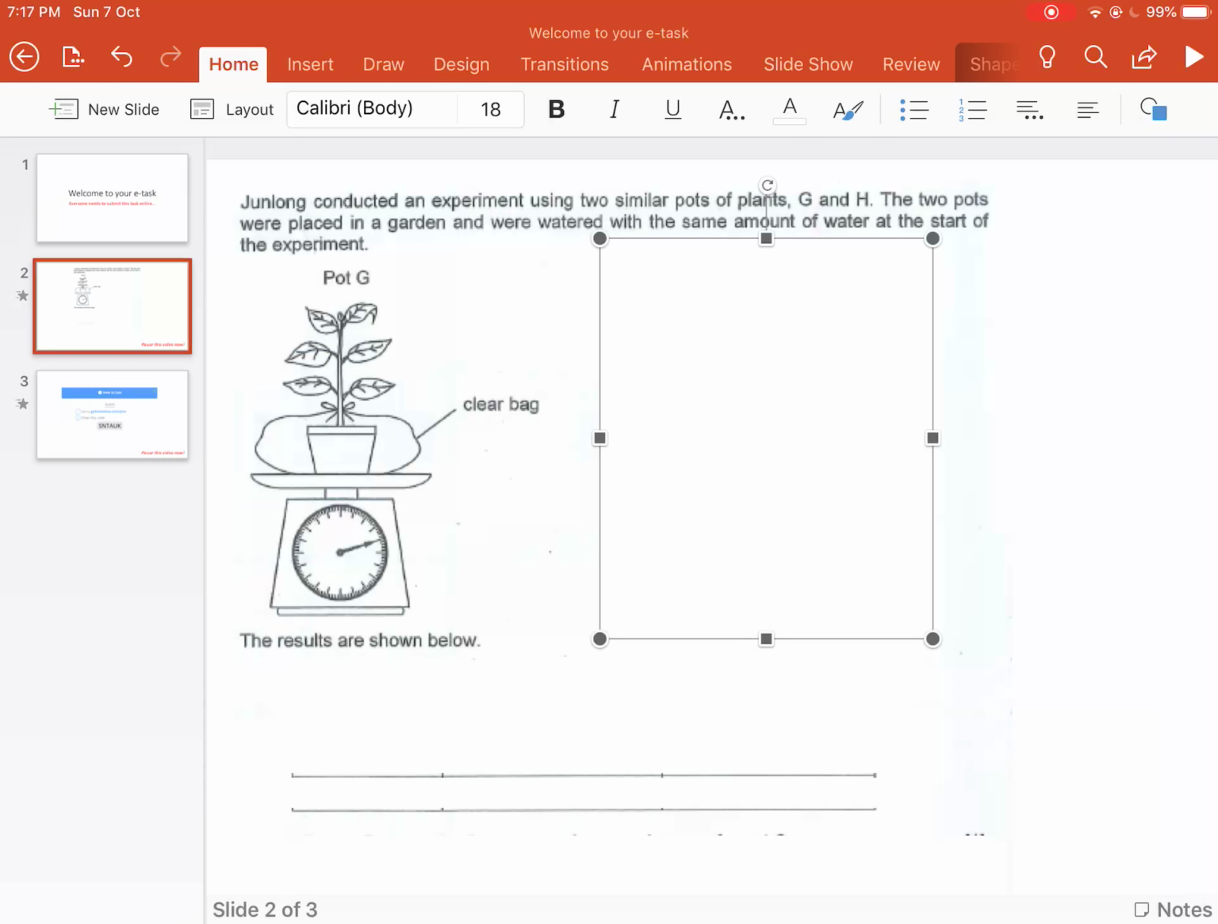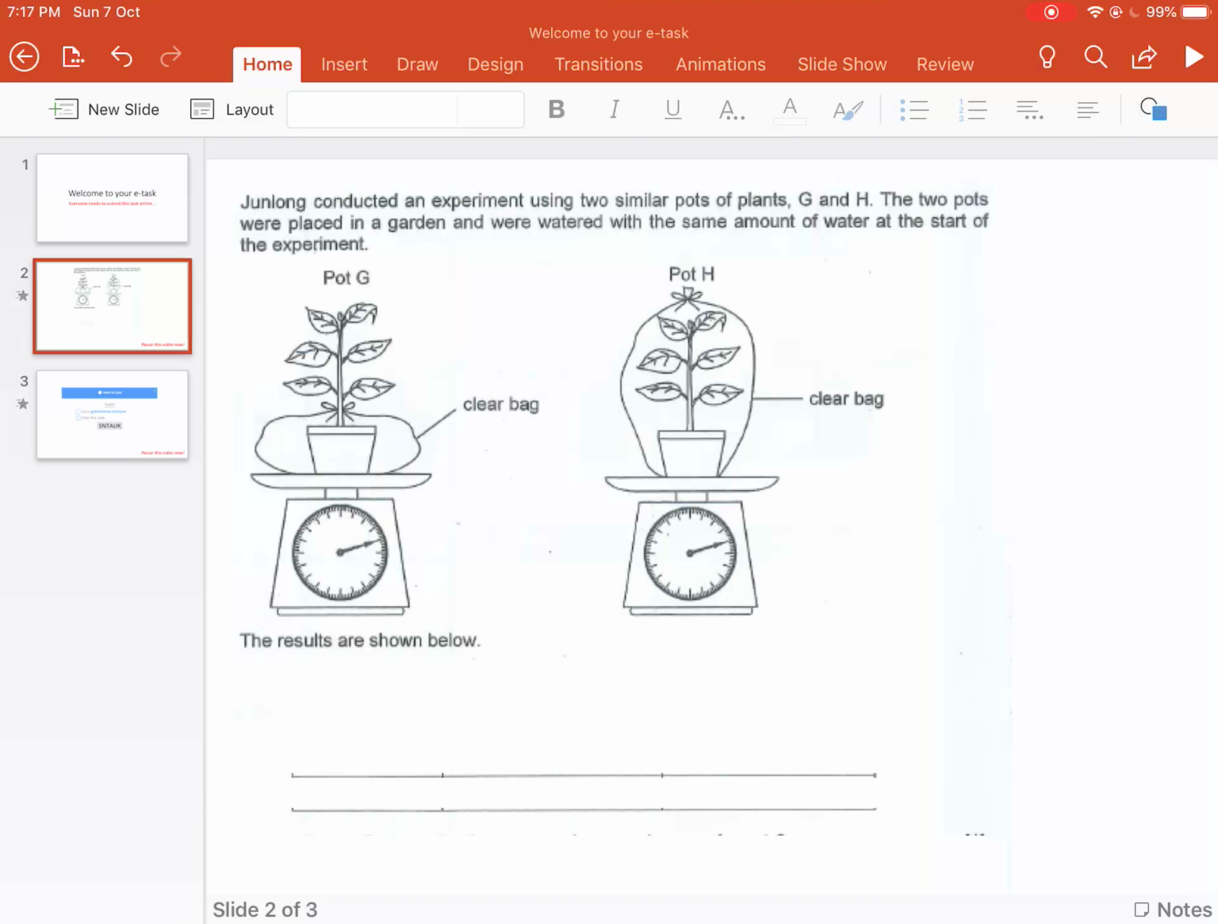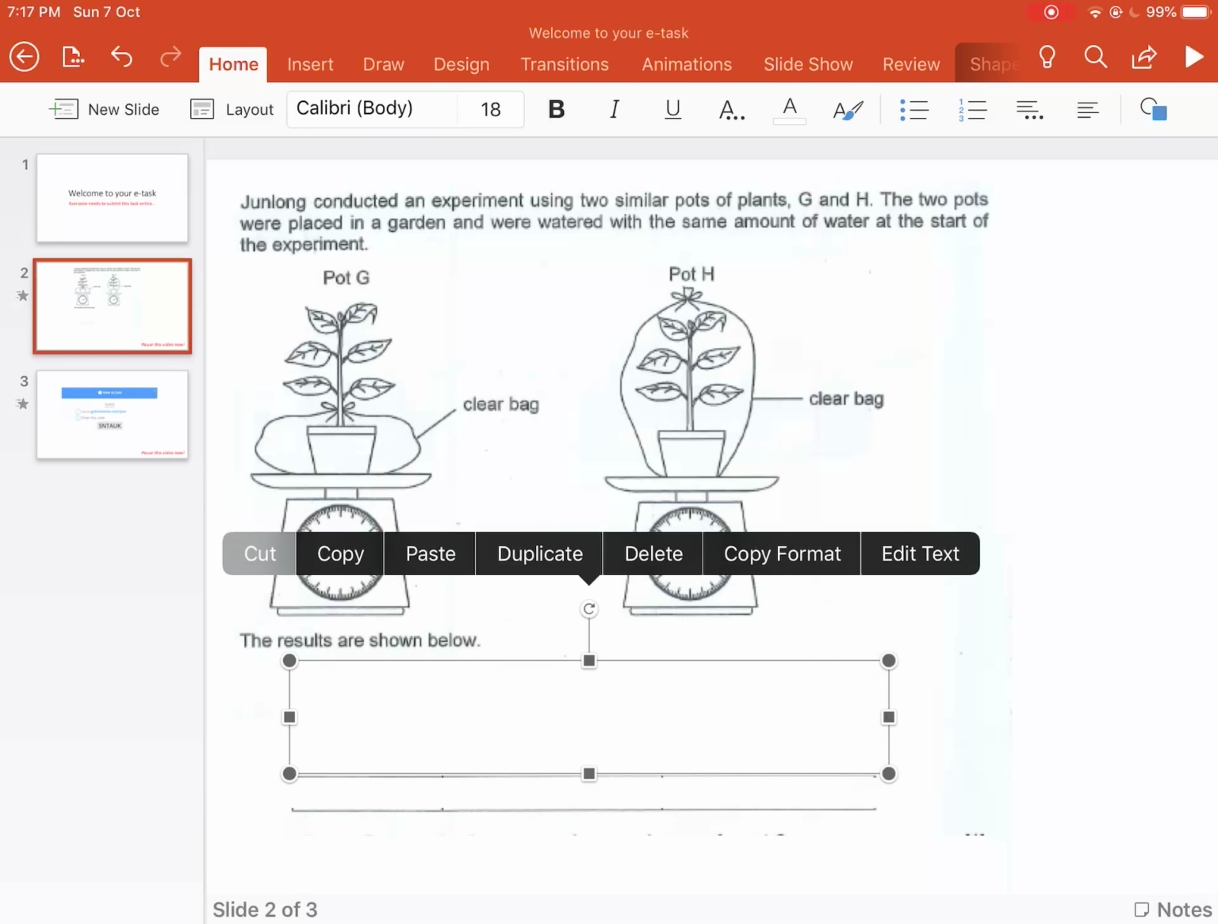And let's take a look at how pot H looks like. So pot H looks like this. You have also got a clear bag, but you notice the location of the clear bag. Alright, so there's two setups. So in your head, you should roughly get an idea of what type of question this is, when you are looking at two different setups. The results are actually shown below, which I'm going to show.